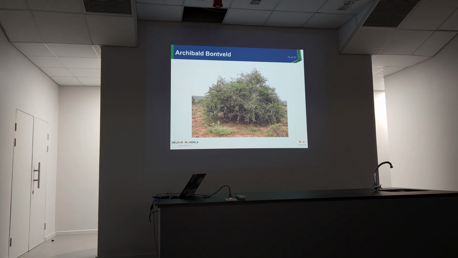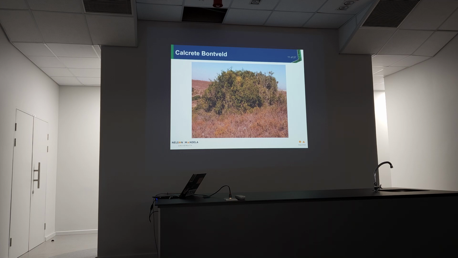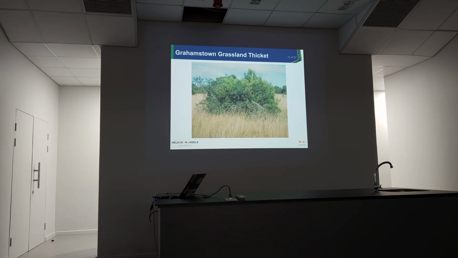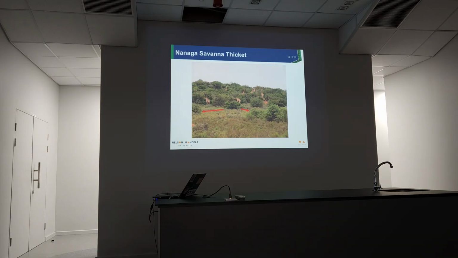So these are a few images of the bush clumps of these different types. They're not all from Shamwari, just to show you that they are elsewhere. You can see the sea in the background. This is Kucha, the Kucha Industrial Development Zone. Grahamstown Grassland Thicket's kind of obviously grassy. And the Nanaga Savanna Thicket.